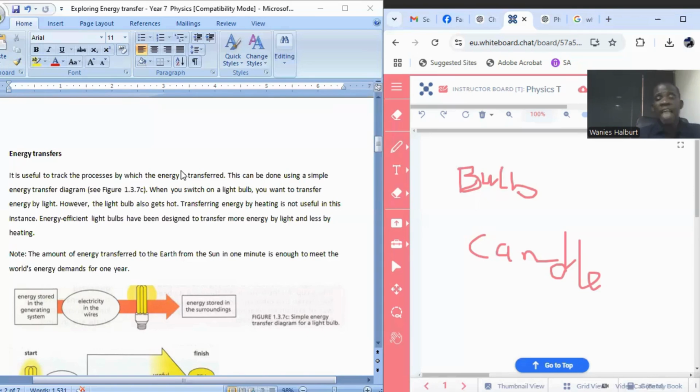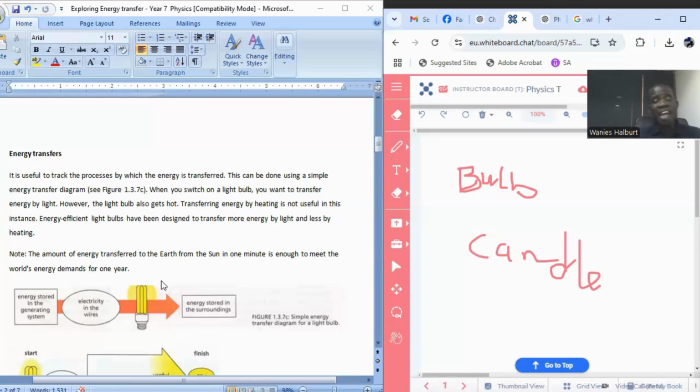When you switch on a light bulb, you want to transfer energy to light. However, the light bulb also gets hot. The light is there, the heat is there. Electrical energy is being converted to light, and besides the light, heat also is generated in the course of the conversion. You see, some of these conversions are useful and some are not useful. So in the course of energy conversion, some of the energy might be useful, some might not be too useful at that material time. It depends on what you need from the energy conversion.